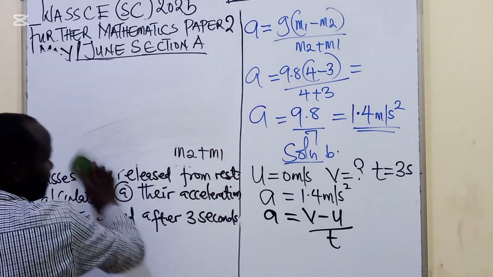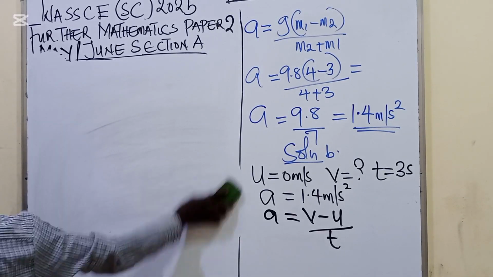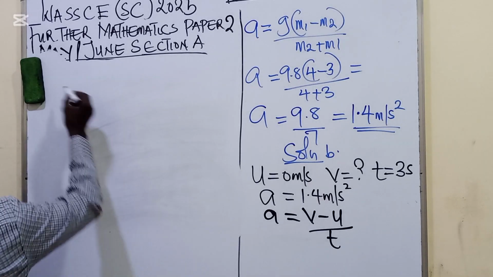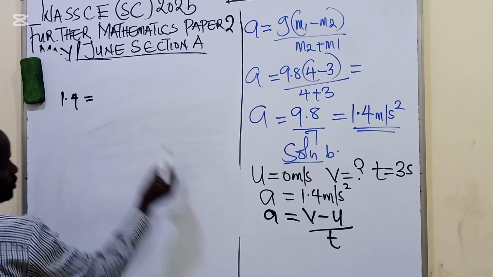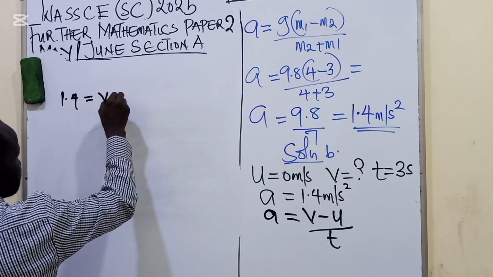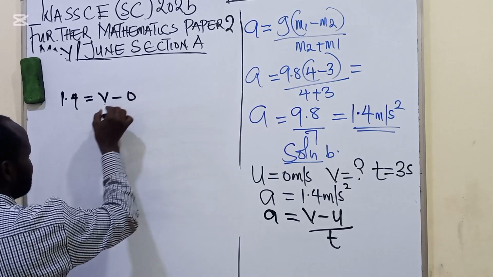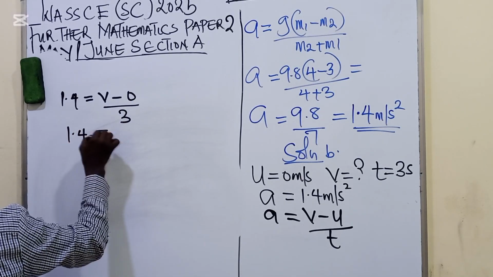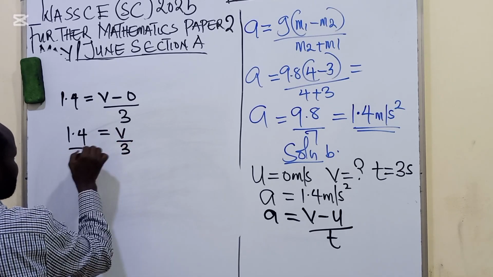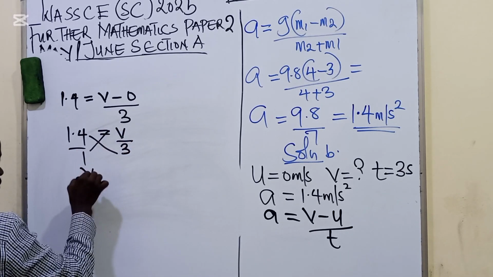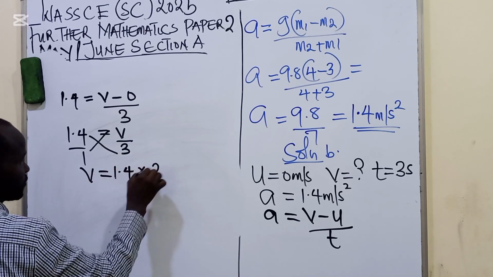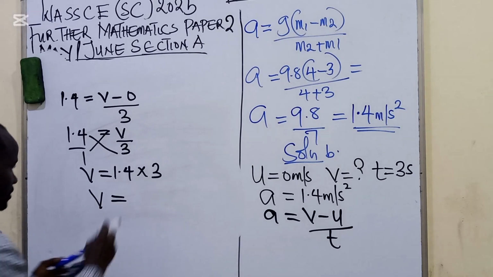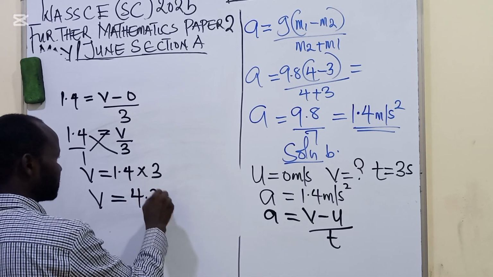Very important. Let's move here to do our substitution. Acceleration a is given as 1.4. This will now equal v, that's what we're looking for, that's v minus the initial velocity 0, divided by the time t, which is 3. This will be 1.4 equals v divided by 3. We can cross multiply at this point. v now will be 1.4 times 3. Their velocity after 3 seconds now will be 1.4 times 3. That will be 4.2 meter per second.